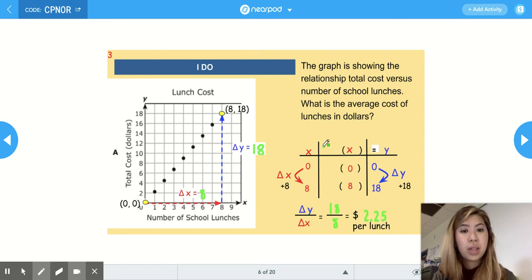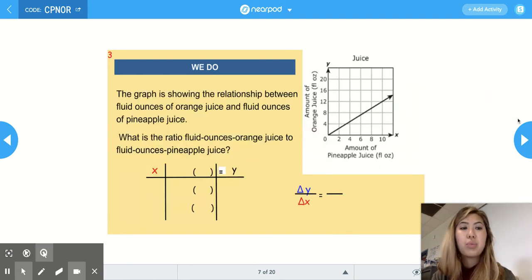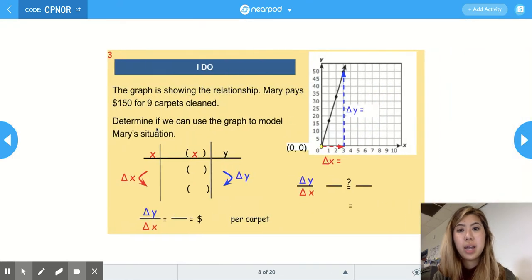And so now we can fill out this middle column in the 3-column process chart. We have 2.25 times x. So if we multiply 2.25 times 0, we get 0. And then if we multiply 2.25 times 8, we get the 18. We have a we-do problem which looks very similar, and our next I-do problem has this graph right here.